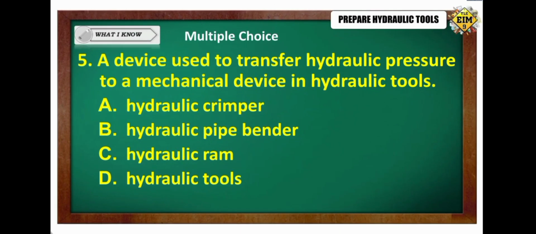Number 5. A device used to transfer hydraulic pressure to a mechanical device in hydraulic tools. Letter A. Hydraulic crimper. B. Hydraulic pipe bender. C. Hydraulic ram. D. Hydraulic tool. Choose the best answer for the last question, class, and write it on your notebook. We will check it in our follow-up discussion tomorrow.